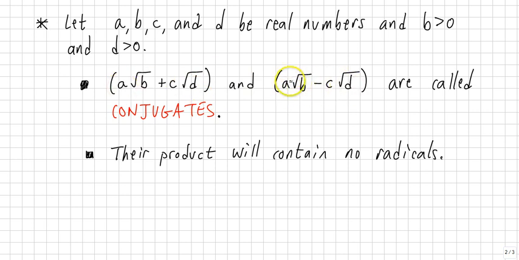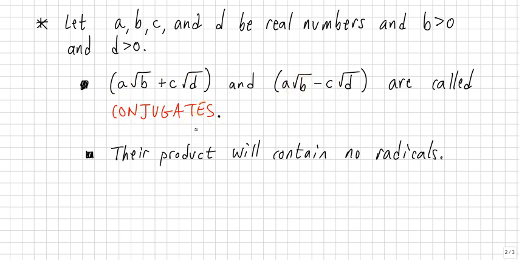The same A is here, the same B, the same C, and the same D, but the only change we're going to make is instead of a plus C, we're going to do a minus C. So the exact same numbers except a plus comes between them in one and a minus comes between them in the other. If you have that exact situation, these two binomials are called conjugates.